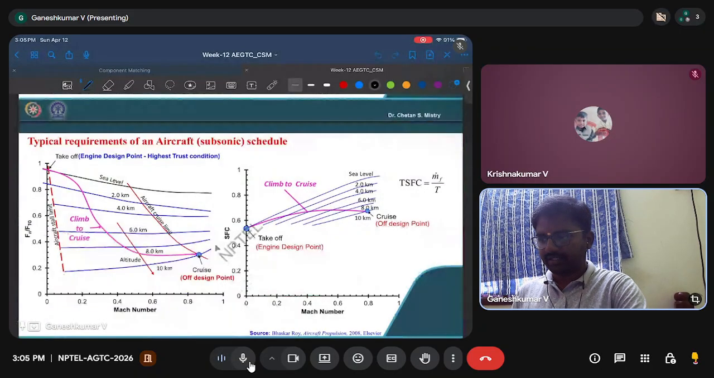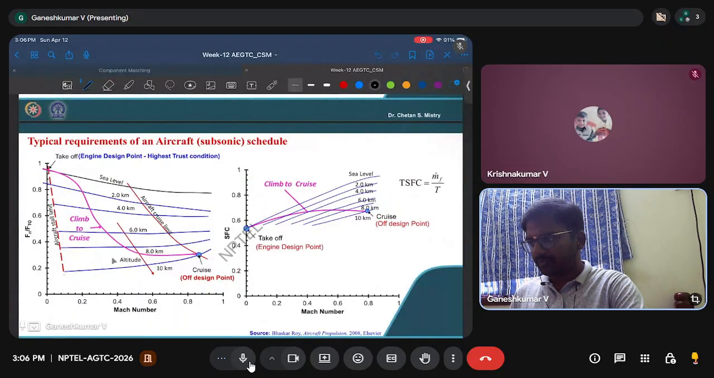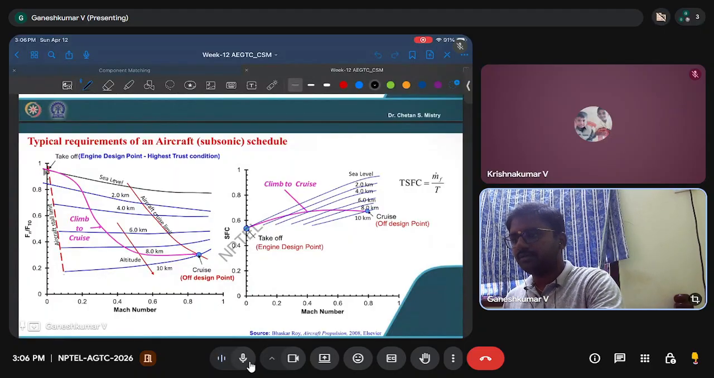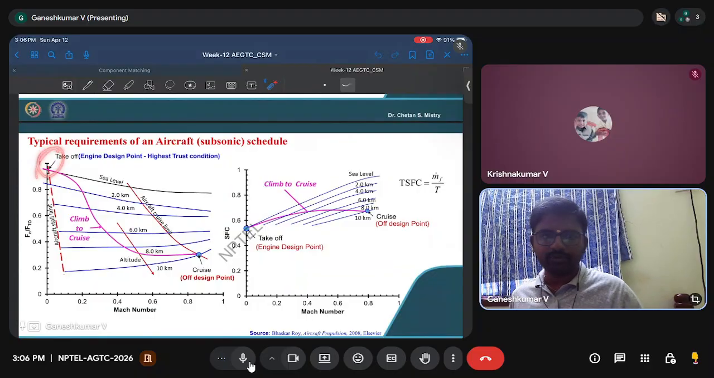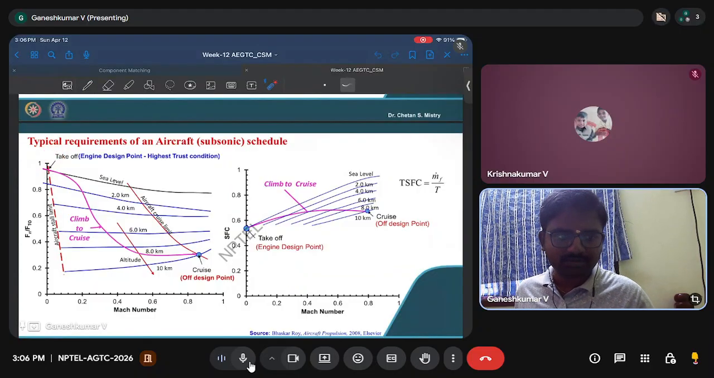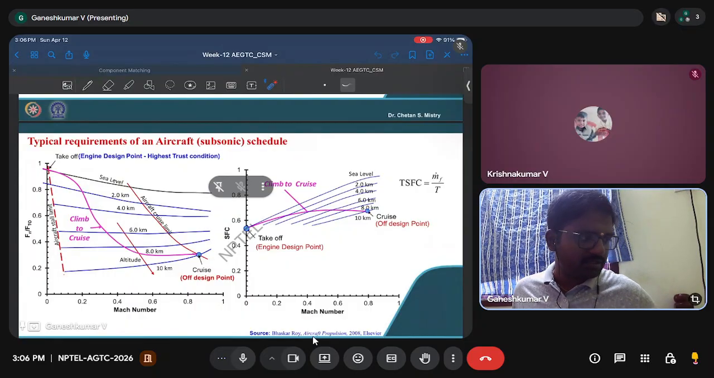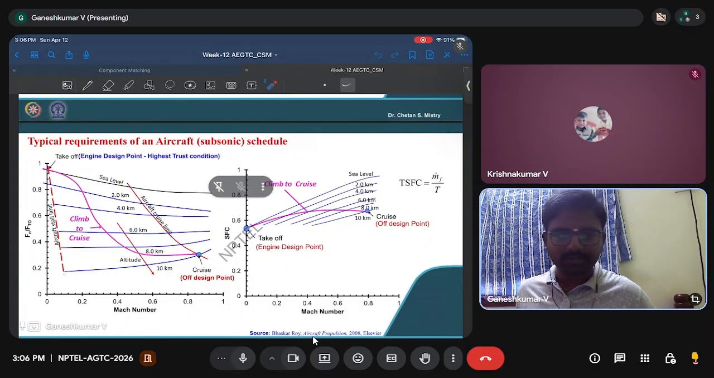So, we design it for a design point. For example, this is the engine design point here. Maybe I will use this pen. So this is the engine design point. So maybe what I will do is instead of, I think it's all yeah.